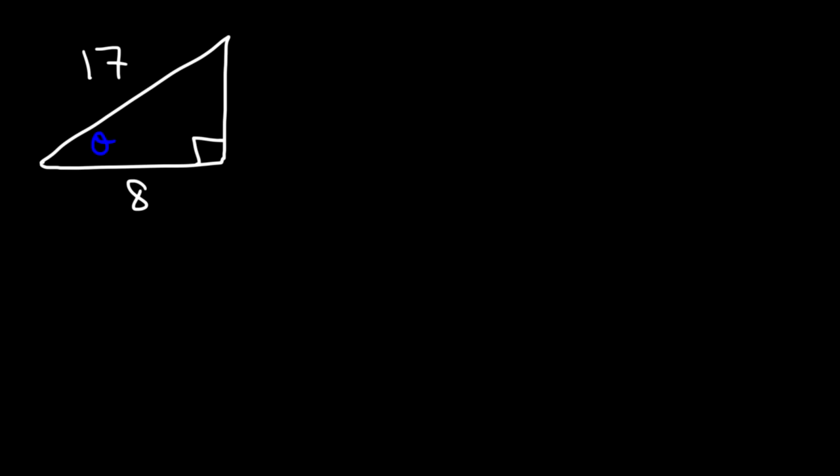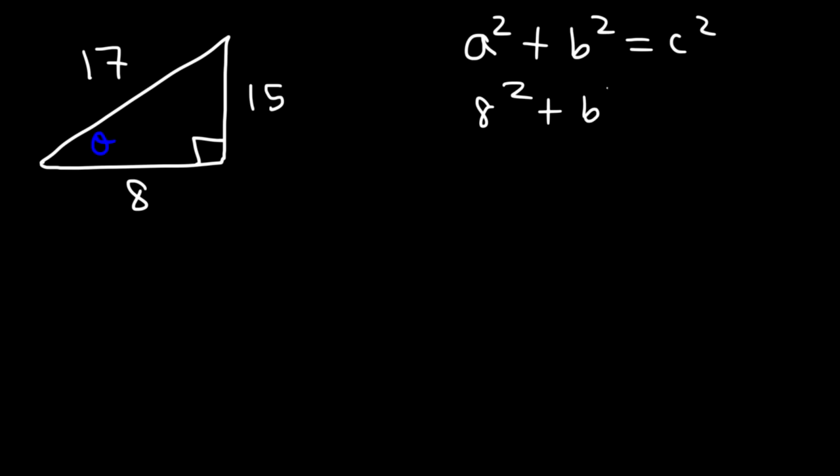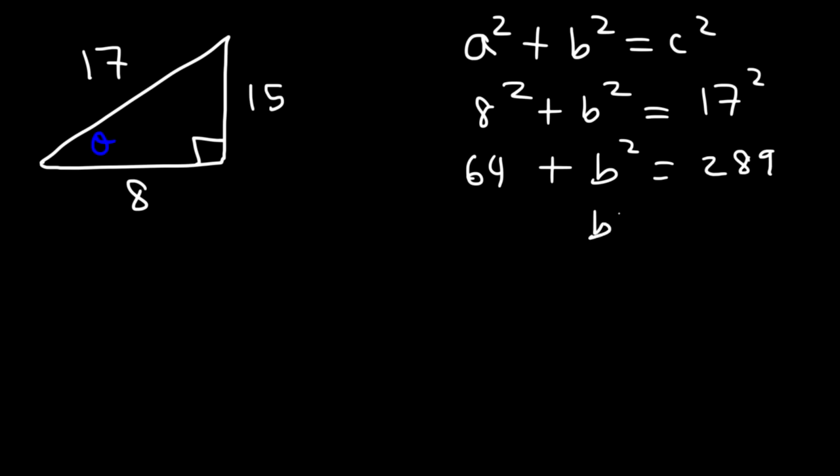So first, we need to know that this is the 8, 15, 17 triangle. If you ever forget, you can fall back to this equation. So A is 8, we're looking for the missing side B, and the hypotenuse is 17. 8 squared is 64, and 17 squared is 289. 289 minus 64 is 225. And we need to take the square root of both sides, and the square root of 225 is 15, which gives us the missing side of the triangle.